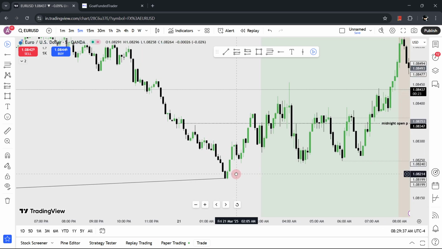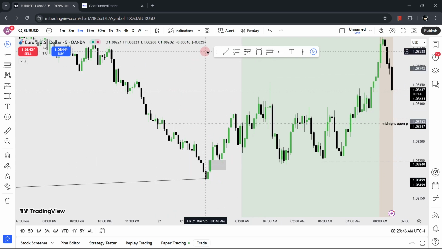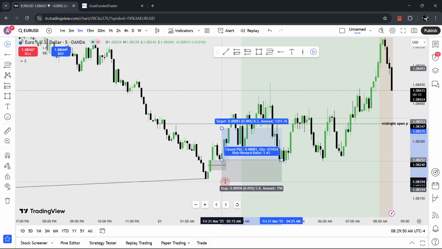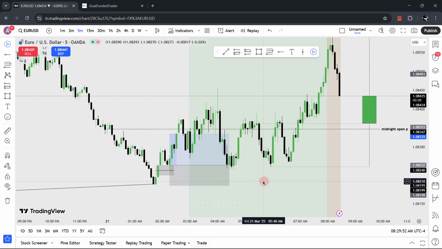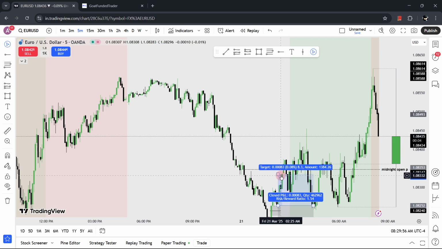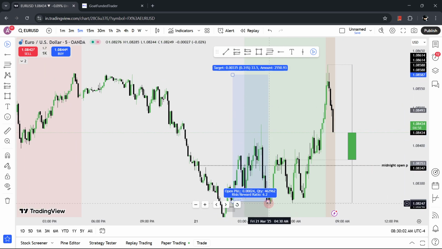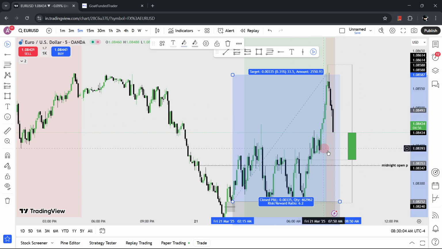So what I could have done is, you see this fair value gap, I could have entered directly from here, placing the stop loss this way and targeting today's sell side. That's a 6 hour trade. You could have perfectly gotten the trade.